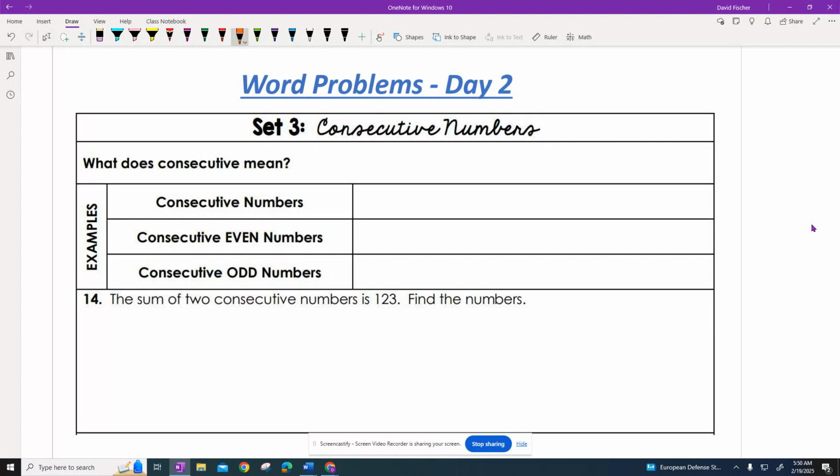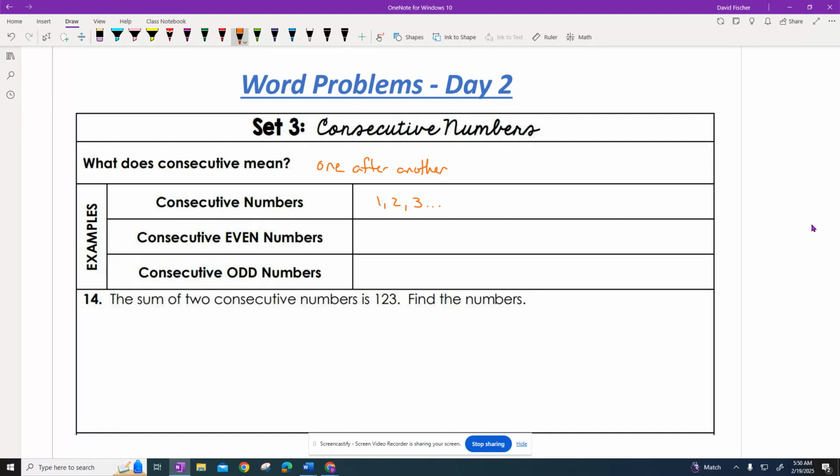And consecutive usually means one after another. So when I have consecutive numbers, I say something like this: 1, 2, 3. It's one number right after another. Okay, I could have used any numbers: 33, 34, 35, etc. Okay, and we put a dot, dot, dot that goes forever.